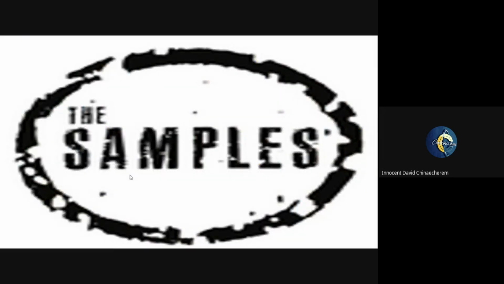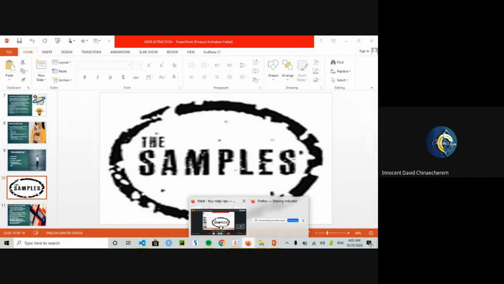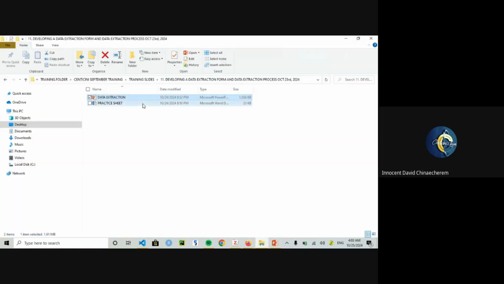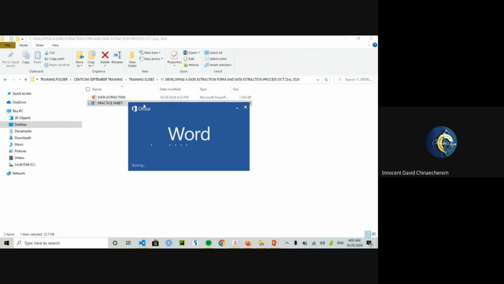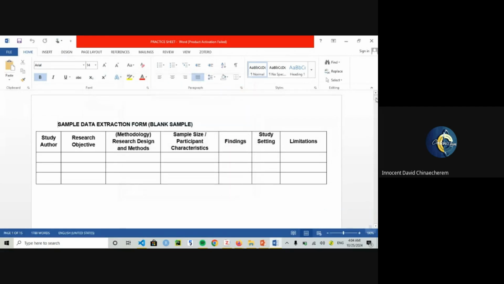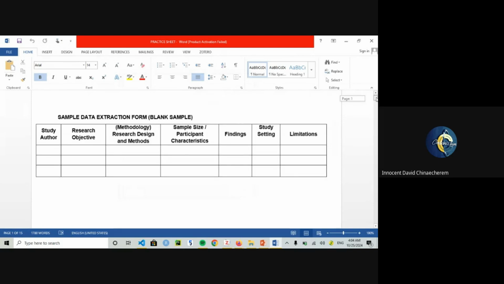So we're going to just have a look at some of the samples. I have attached a couple of very beautiful samples of what our data extraction form could look like. Remember, I just already pointed this out in the form where we can have research objective, author, and all that. So it depends on how you want to get this form, but I just want to display it as the characteristics of the place. So this is just a blank sample. We can split this further down here.